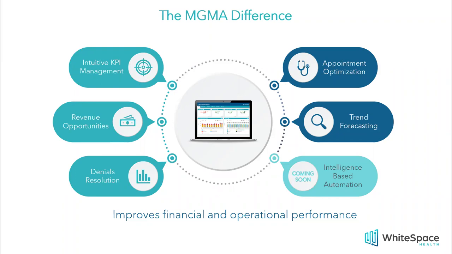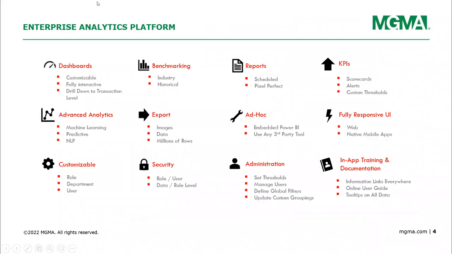And it uses narrative-based intelligence, a form of AI that'll actually talk back to you. In an example like days in AR, you don't need to know what the definition of days in AR is if you're a CFO, but you can click on this tool and it'll say, your days in AR are trending negatively because of these physicians, these CPT codes, these financial classes, and actually give you some context and recommendation as to what's going on and how you can fix it.